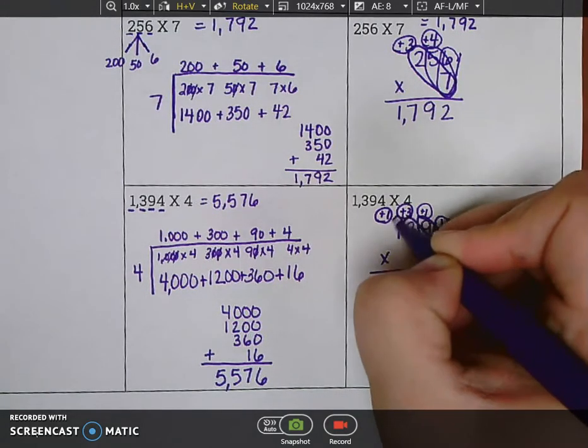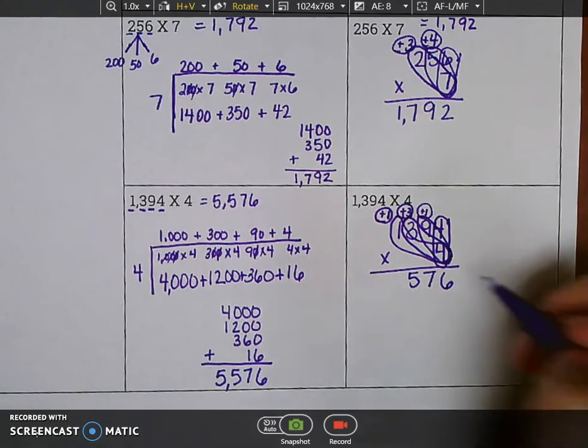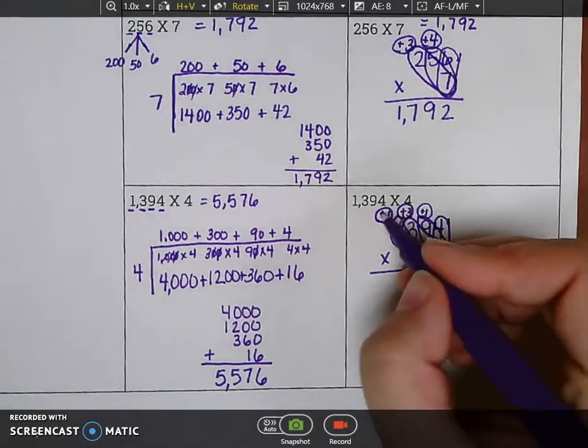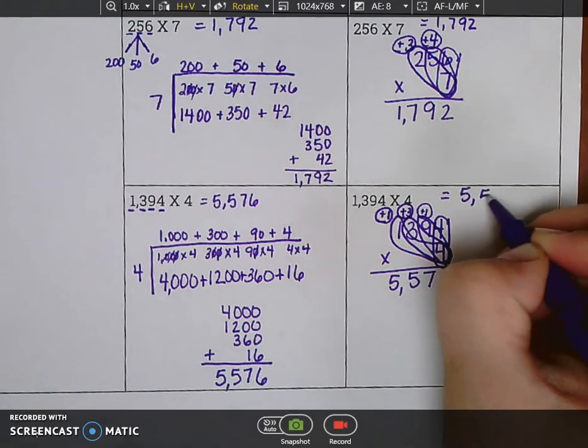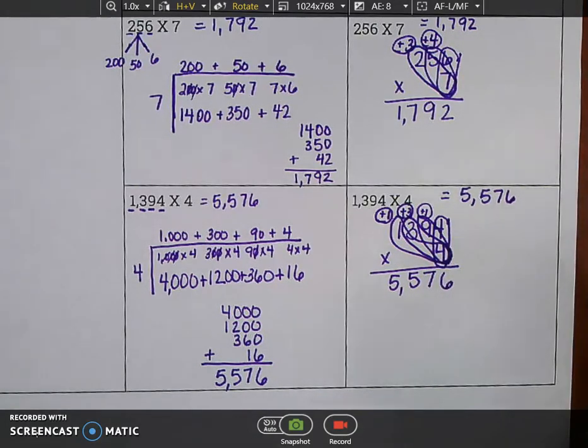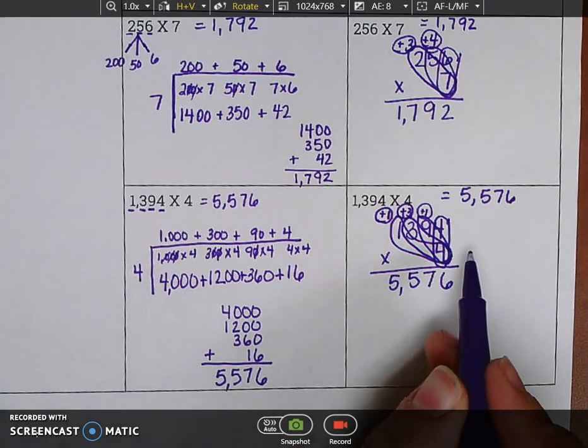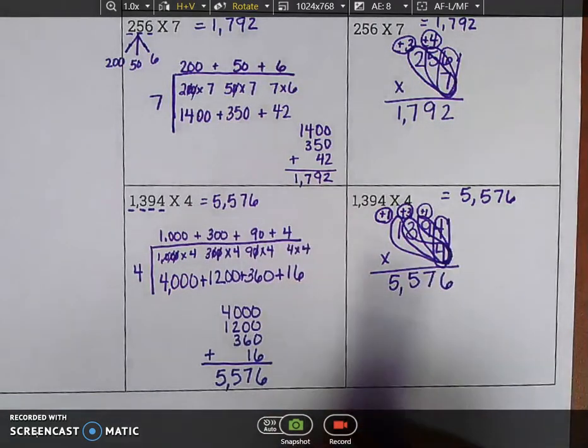Remember, we add on that 1 at the end. So let's multiply 4 times 1. 4 times 1 is 4, plus 1 is 5. So the answer will be 5,576. You can use either method, the partial products or the traditional algorithm. It doesn't matter which one you choose.